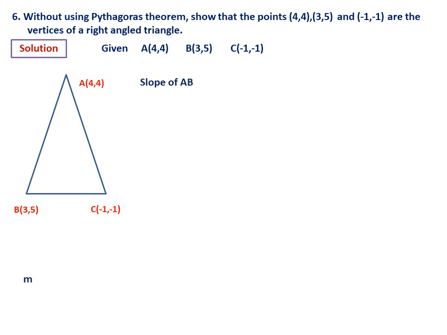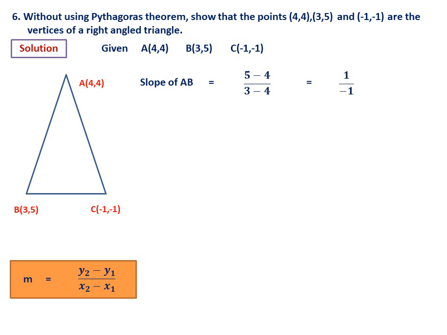Now, slope of AB we shall calculate. What is the formula? Two-point formula. We have to use (y2 minus y1) by (x2 minus x1). Slope of AB equal to (5 minus 4) by (3 minus 4). So this equals 1 by minus 1, this is minus 1. Then slope of AC we will calculate. Slope of AC is (minus 1 minus 4) by (minus 1 minus 4). So this is minus 5 by minus 5, which is 1. Now it is very clear. Slope of AB and slope of AC, product of them is minus 1.